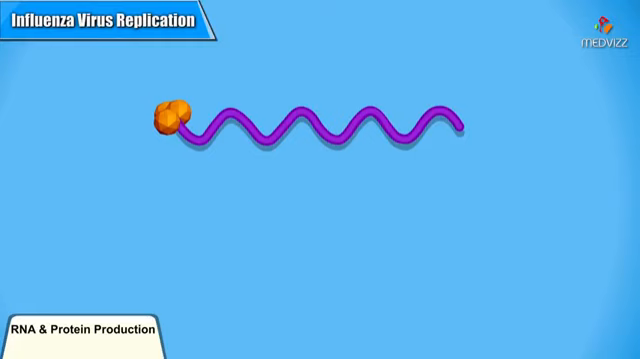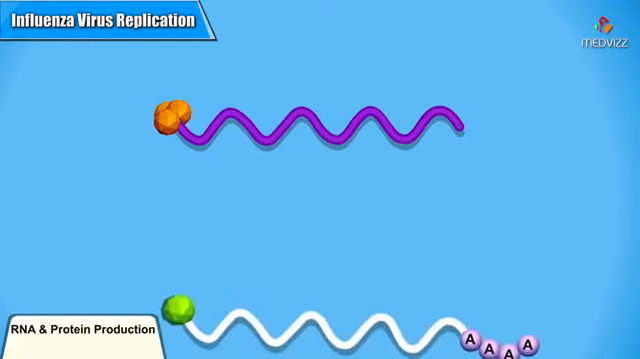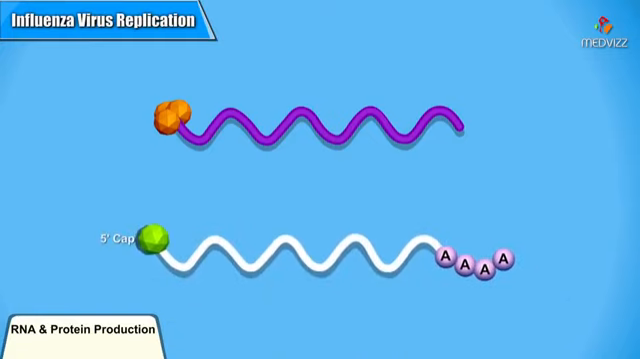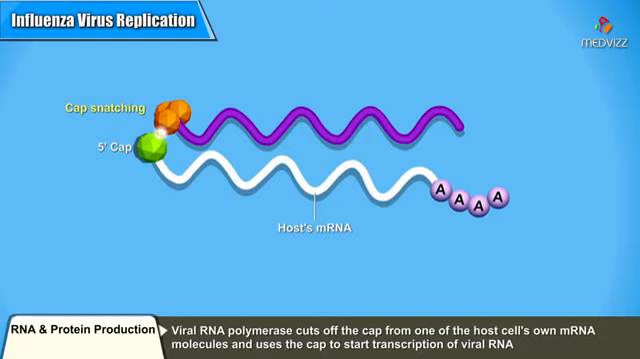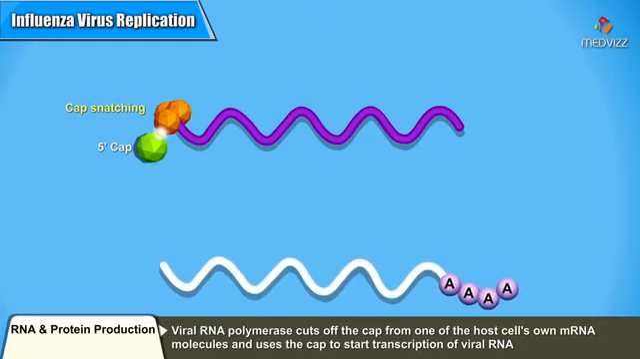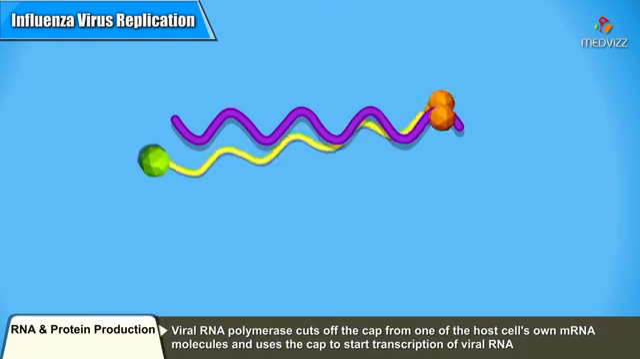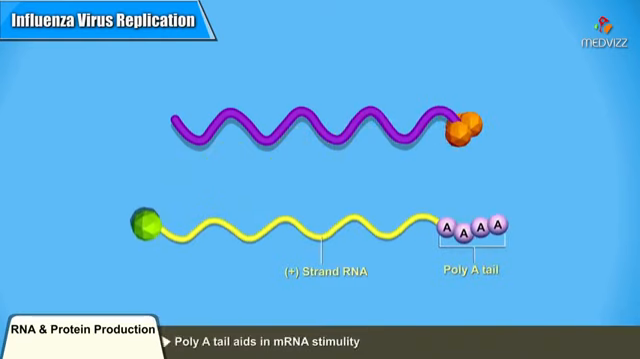To make a messenger RNA for translation by host ribosomes, the virus needs to add a structure called a 5' cap at the beginning of the mRNA transcript. The virus performs a stealthy act known as cap snatching, in which the viral RNA polymerase cuts off the cap from one of the host cell's own mRNA molecules and uses the cap to start transcription of viral RNA. The new plus-strand viral RNA gets a poly-A tail that aids in mRNA stability.